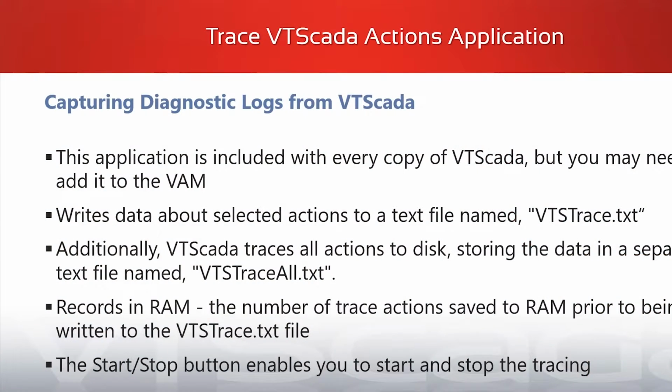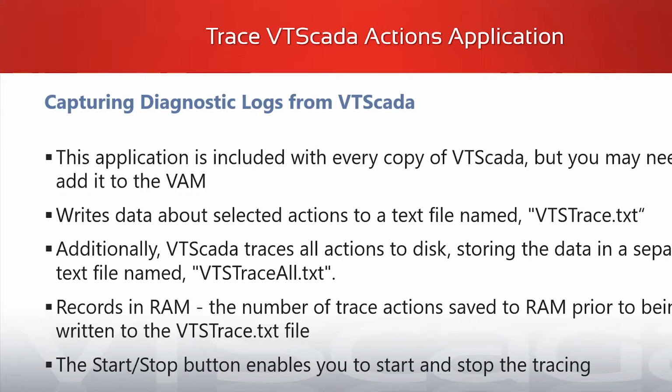Okay, I think I've said on the slide that there are two files. When you start logging to disk, VTStrace.txt is the one that contains only the items that you've selected on those tick boxes. And there is a second file, which is VTScadaTraceAll.txt, which, as the name suggests, is tracing all of the items regardless whether you have them selected or not. It's a bigger file, so that's the reason that they tend to do that.